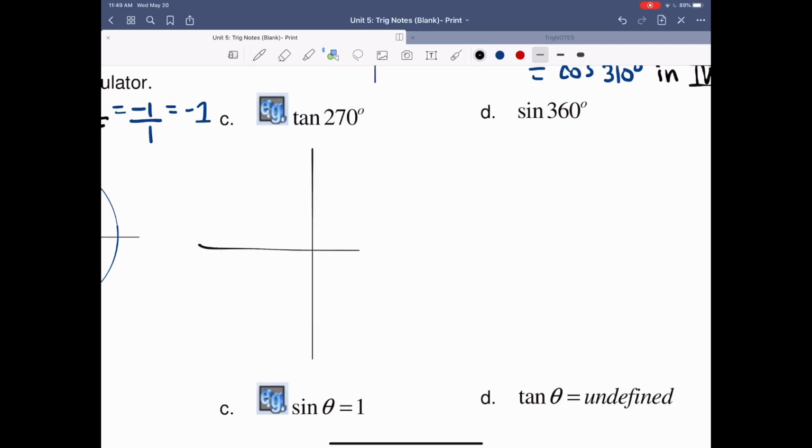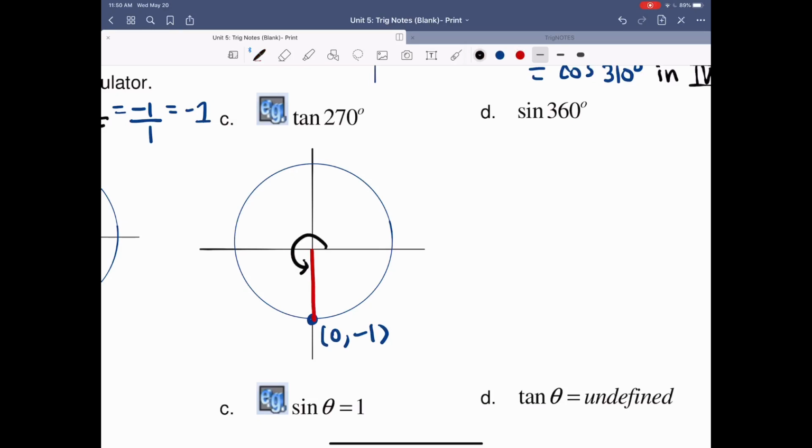270. Draw my x and y axis, a circle centered at the origin. Tan 270, that means I have to go like so. This is 0, 90, 180, 270. This is where my coordinate is. My coordinate is 0, comma, negative 1, because it went down to negative 1. My terminal arm is going to look like so, and this is 270 degrees.